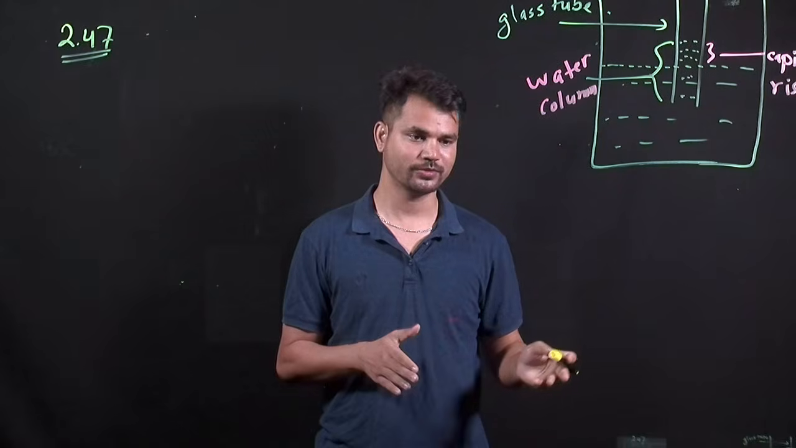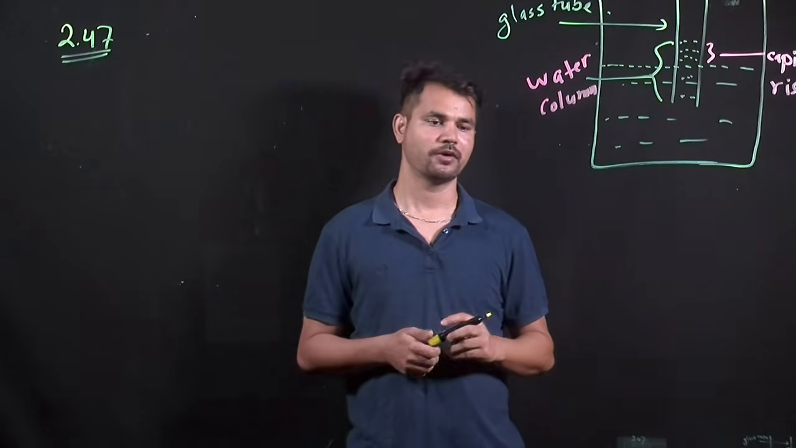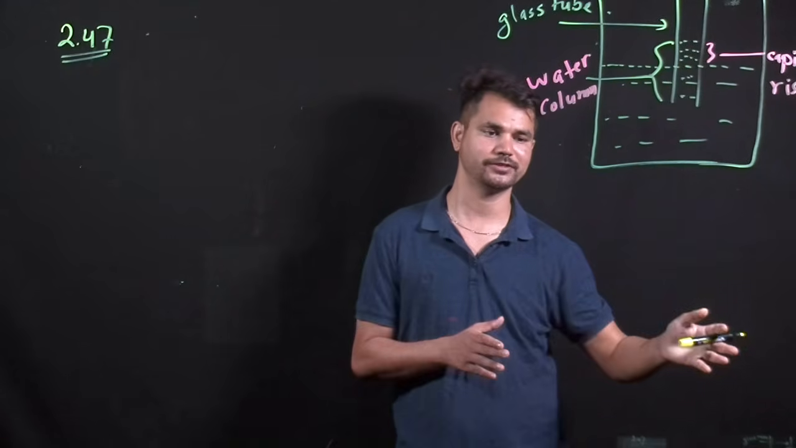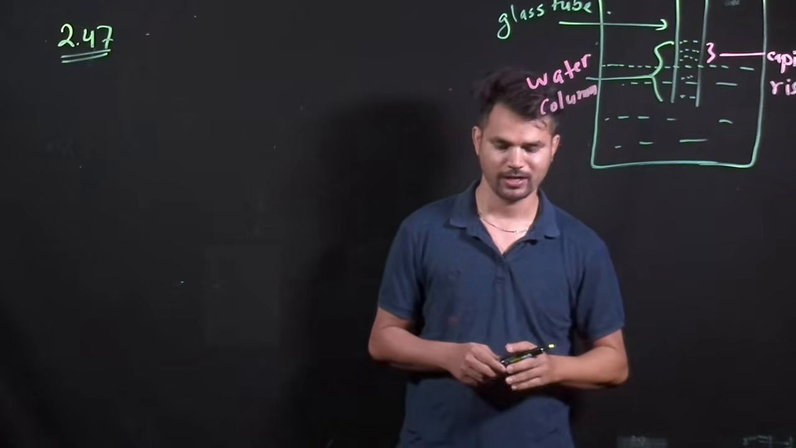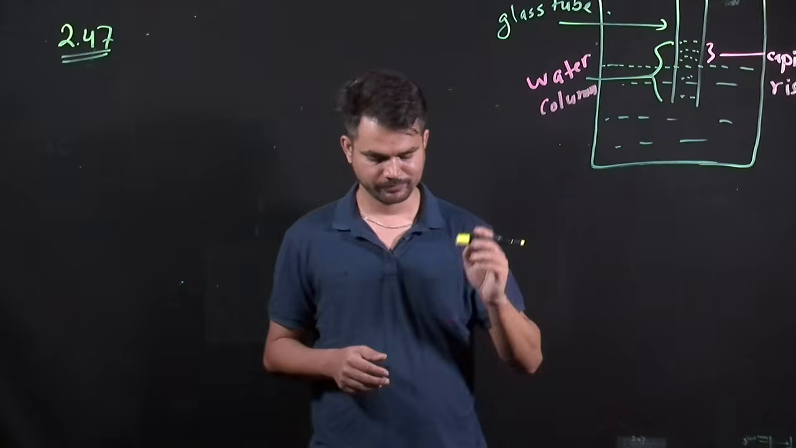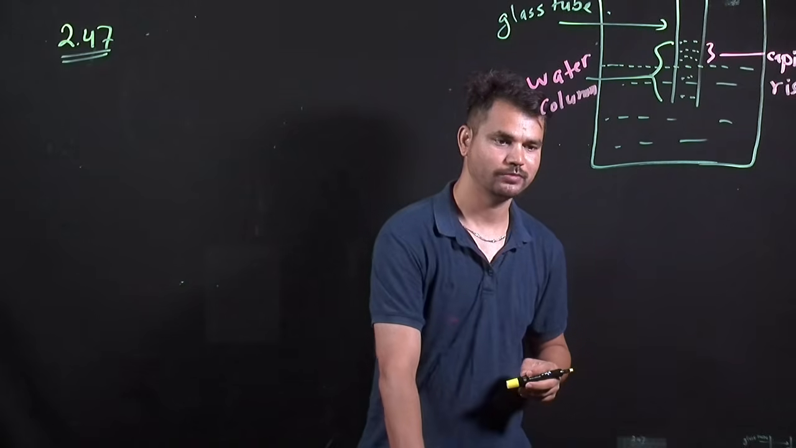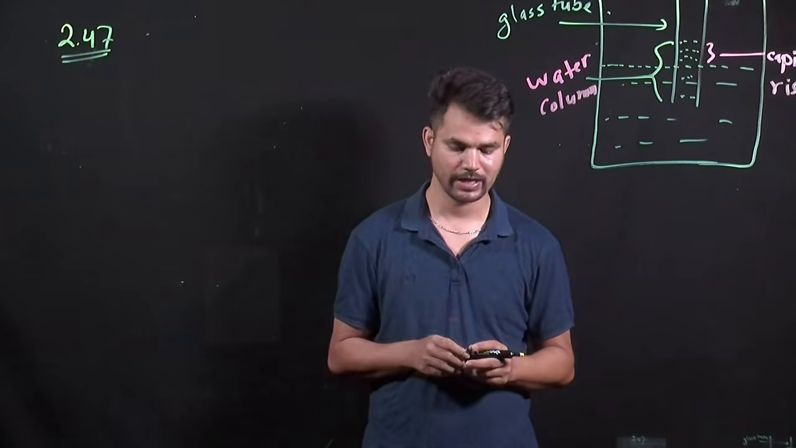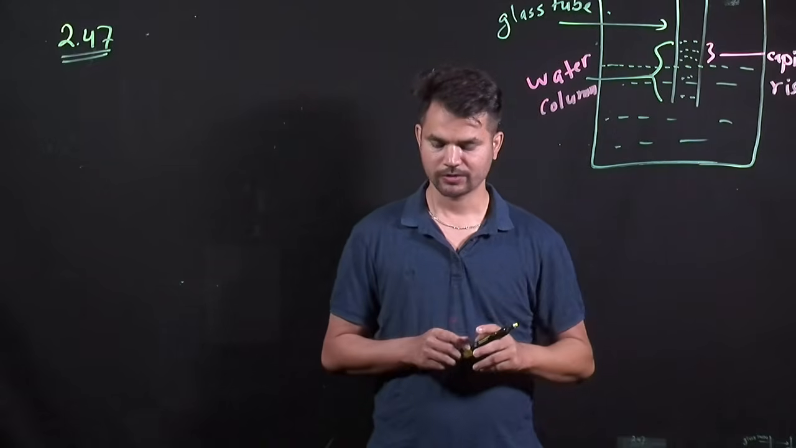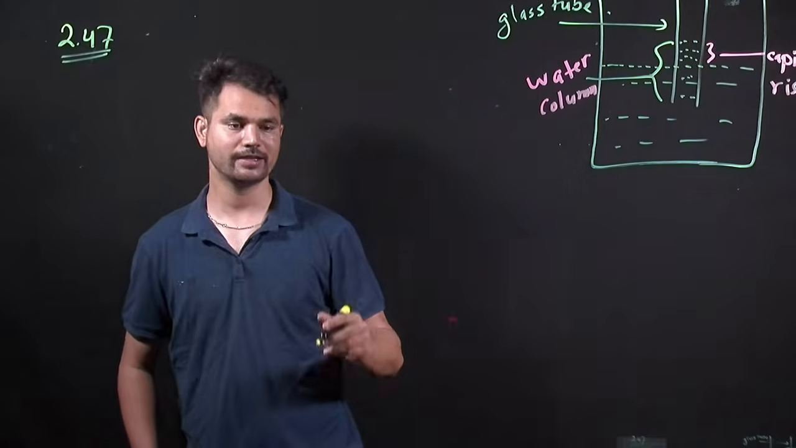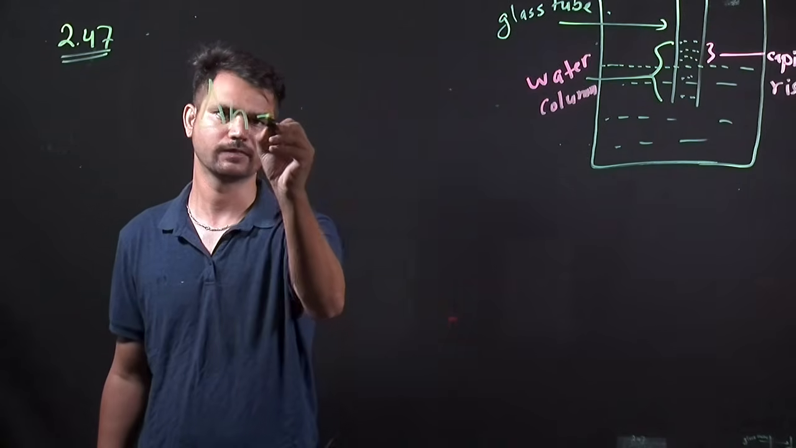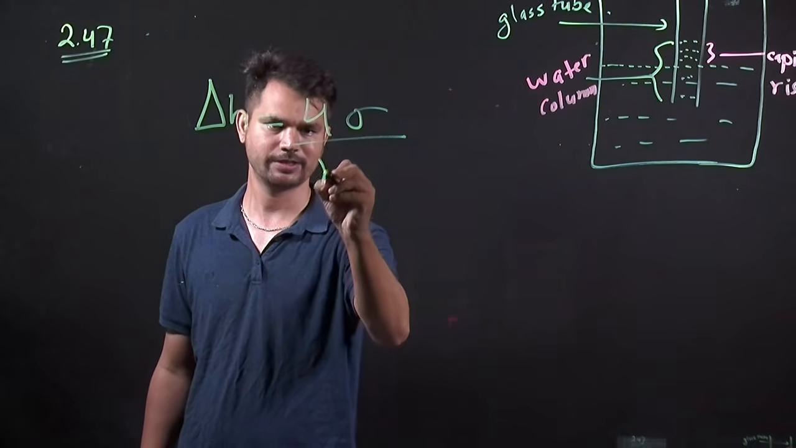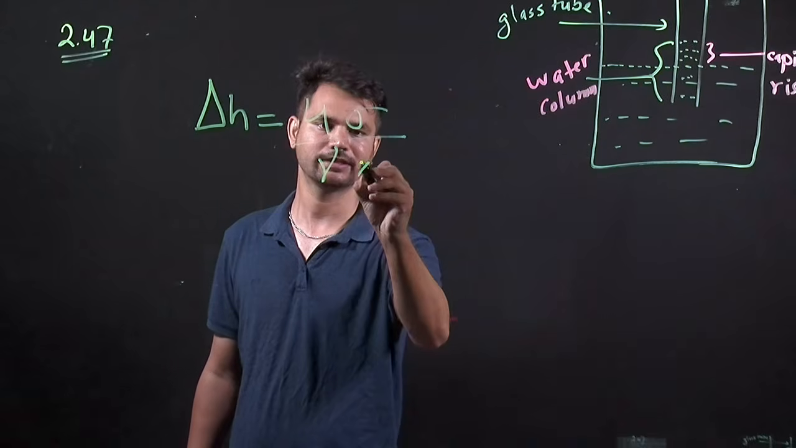The question further asks us to find the height of that water column if the diameter is changed to 1 by 8 or 1 by 16. So let us directly go through the formula for capillary rise of water in a glass tube like this. Our formula is del H is equal to 4 times surface tension divided by specific weight times diameter.